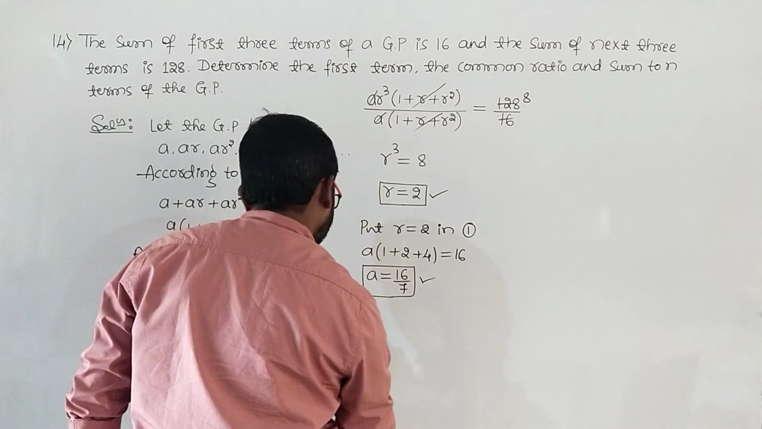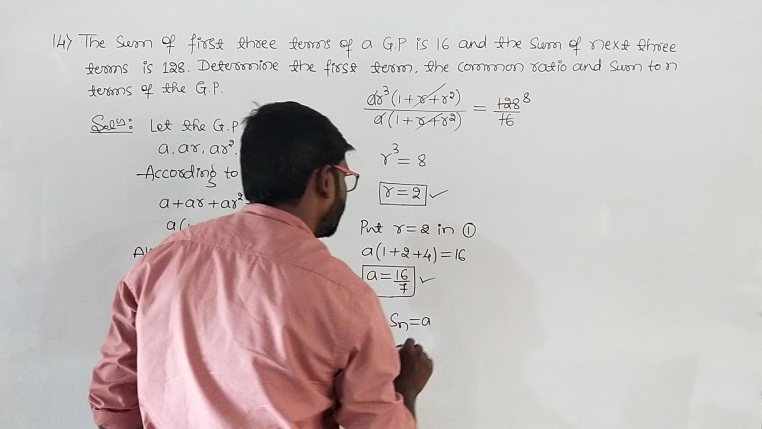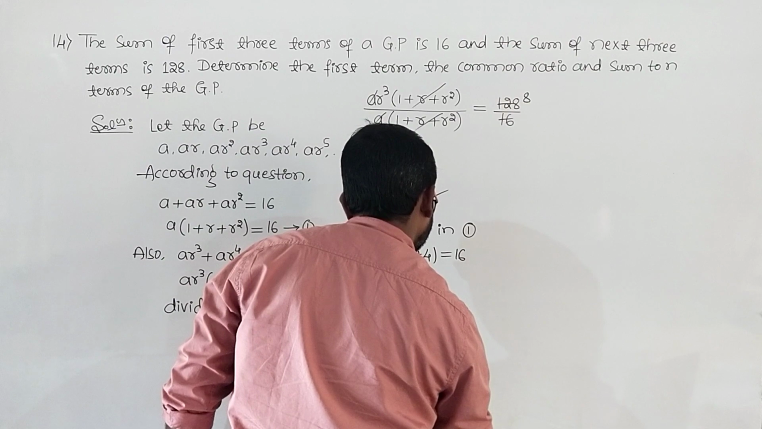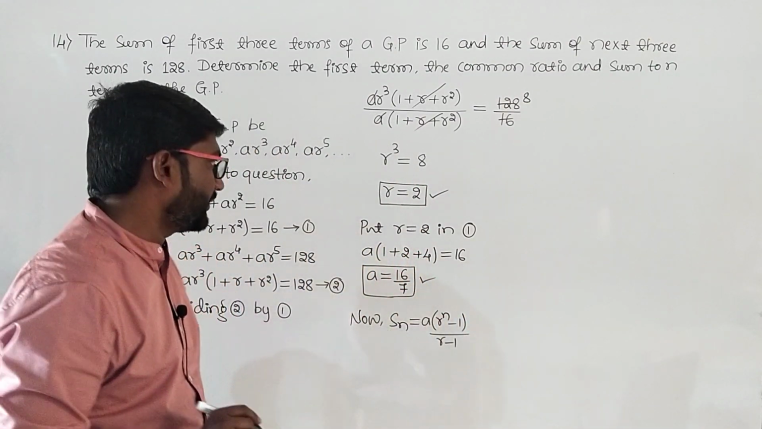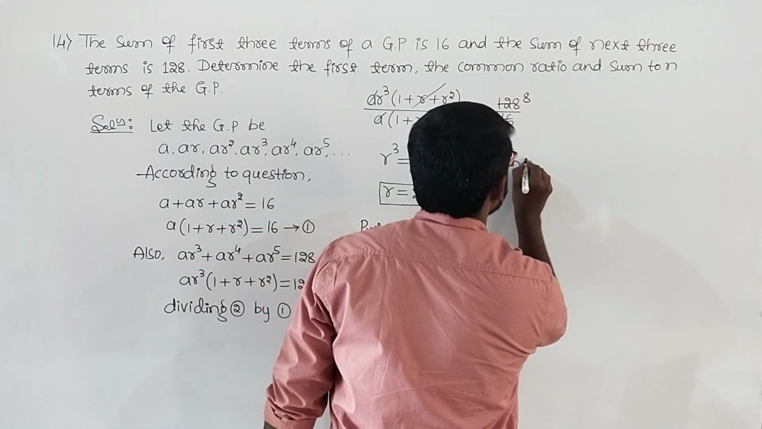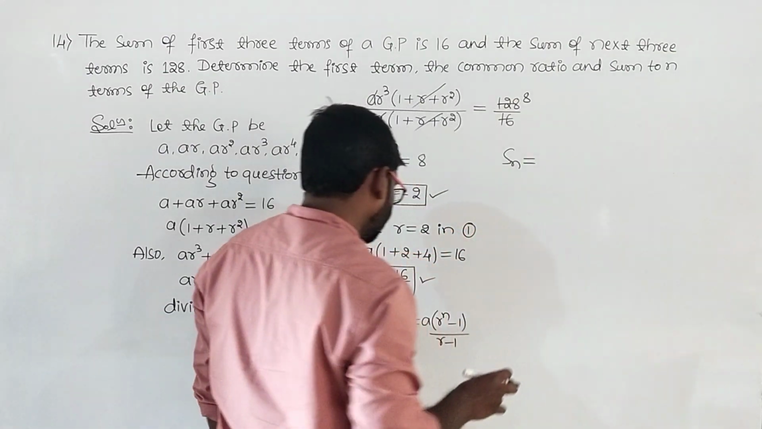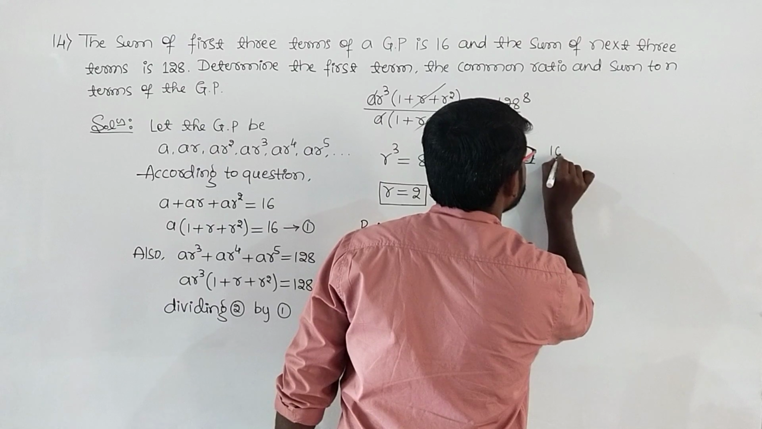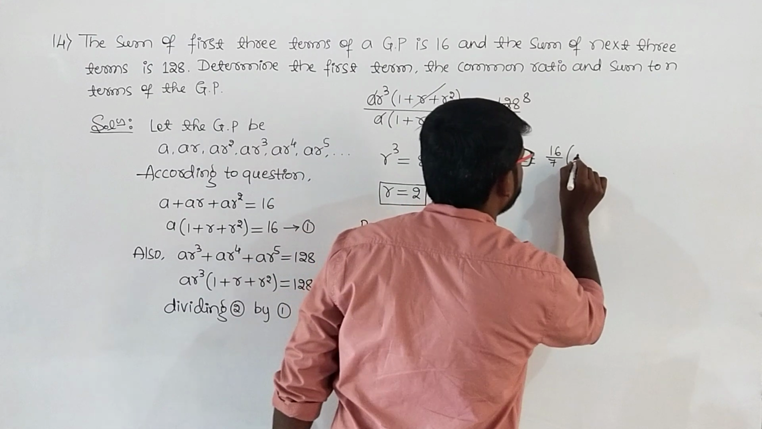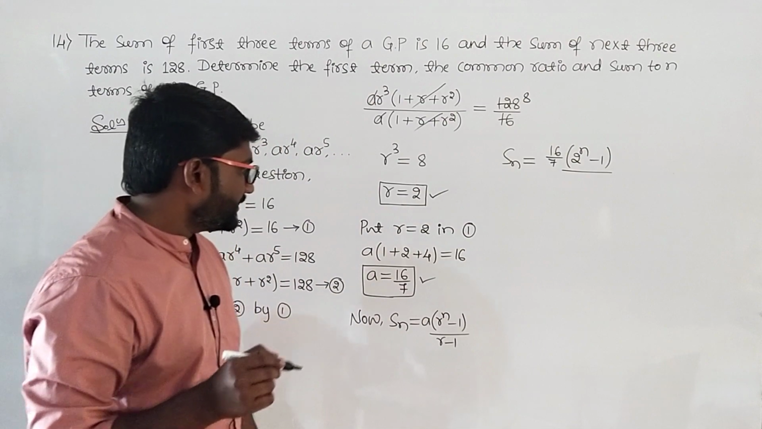So here now Sn, which is equals to A into R raised to n minus 1 divided by R minus 1, because R is greater than 1 now. Substitute the required values now. Sn equal to A, it is 16 by 7. So 16 by 7 into R raised to n, it is 2 raised to n minus 1 divided by R minus 1, that is 2 minus 1.